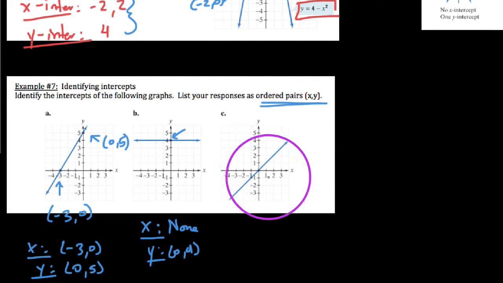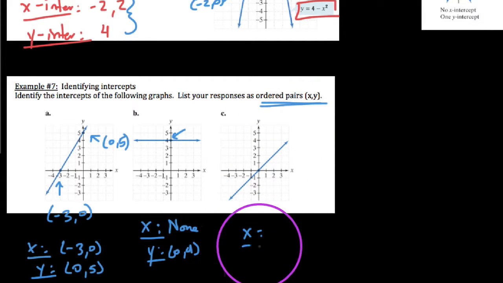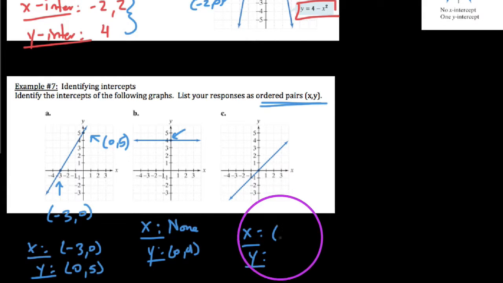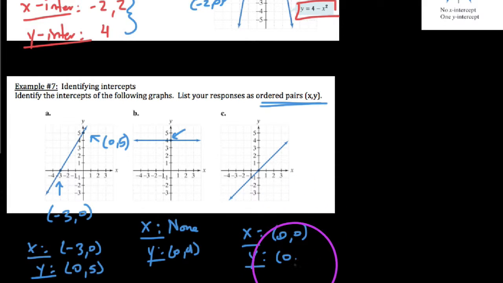And then lastly, we've got this here, which is an interesting one. You say, what's my x and my y-intercept? Well, they're both 0, 0, okay? It hits the x-axis and the y-axis at the origin.